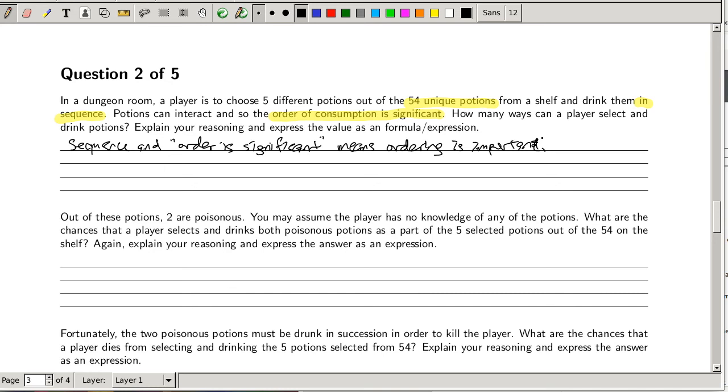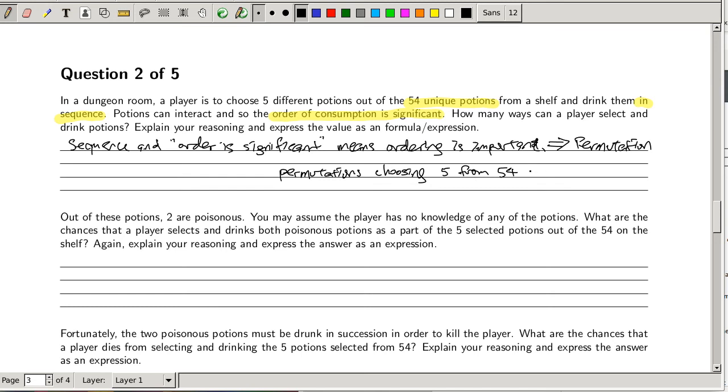So this part means it is a sequence, so this implies permutation. Now we can focus on permutation. We have 54 to choose from, and we have to choose exactly 5 of those. So the total number of ways to select and drink the potions is going to be 54 choose 5, but then this is a permutation, so we want the number of permutations of choosing 5 from 54.